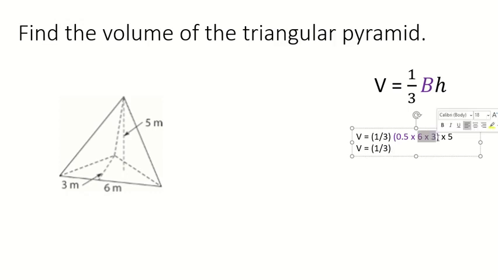Okay, so what's 6 times 3? 18. Take 18, split it in half, you get 9. Okay, so this 9 right here that we got was the area of the base. Now we're going to multiply by 5, which is the height of the pyramid. And 9 times 5 is 45. You can use multiplication symbols or parentheses, whatever is better for you. Okay? And then we're going to take a third of 45. Remember, that's just dividing it by 3. So 45 divided by 3 is 15.